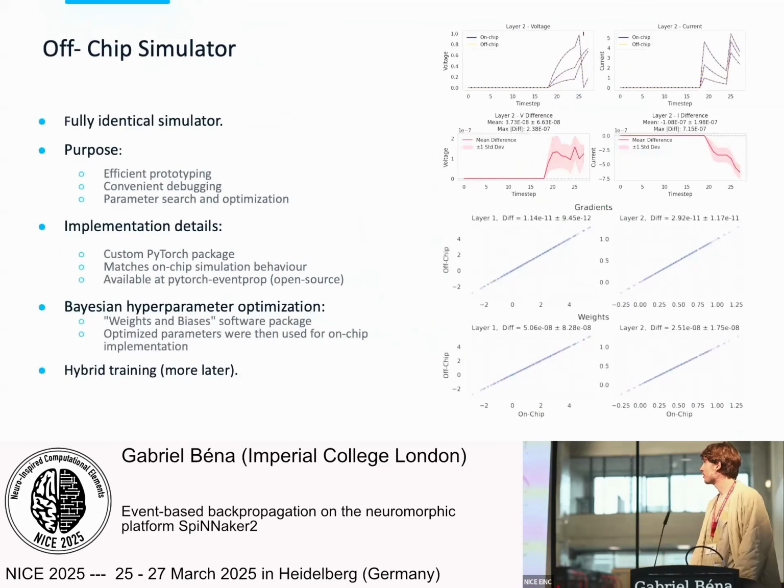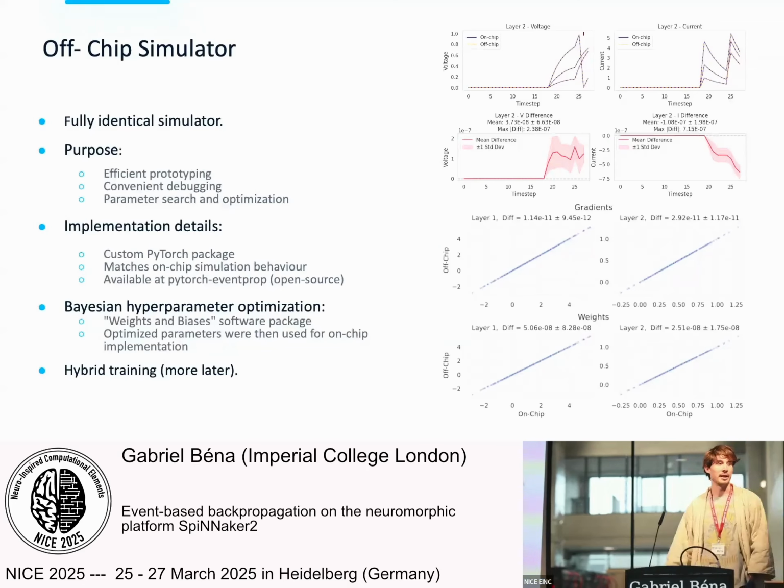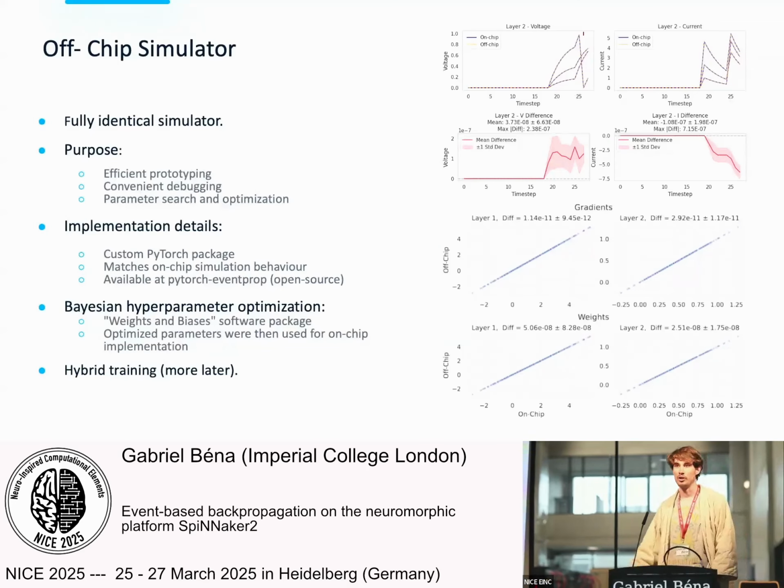What we developed during this work is also a fully identical off-chip simulator, and that was very useful for a few reasons. An off-chip simulator allows you to do efficient prototyping and debugging, right? If we know the dynamics are completely the same, then it's always a bit easier to have something running locally on your laptop or GPU. It also allows you to do efficient parameter search and optimization. The simulator we developed is a custom PyTorch package. It completely matches the on-chip behavior and is available open source.